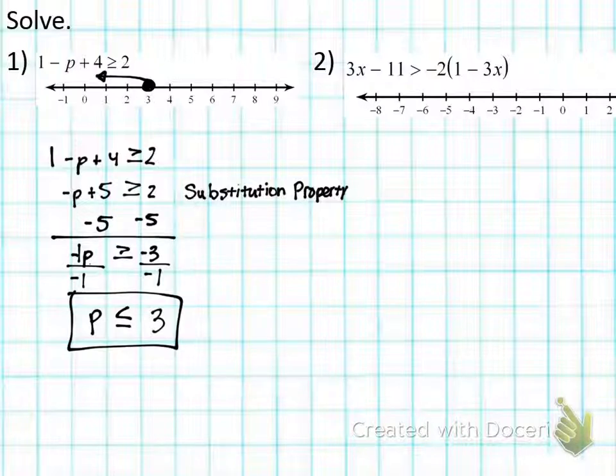How did the sign change? How did it change? Because we divided by a negative number on both sides. And over here, it's a new step.